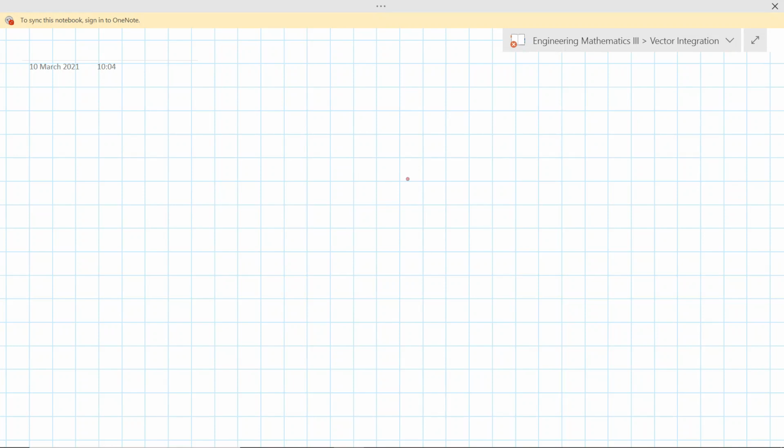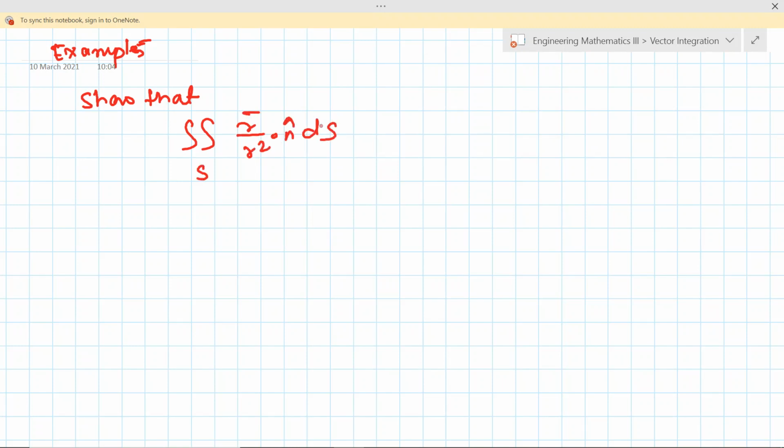This is somewhat simple. This is example 5, I think. We need to show that the surface integral of r bar upon r square dot n cap ds over S is the same as the volume integral of 1 upon r square dv over V.